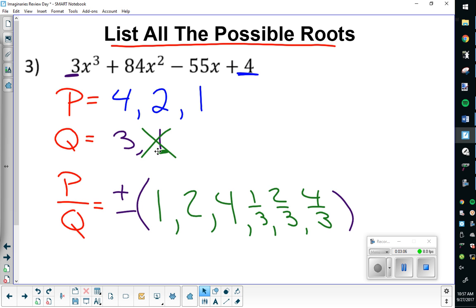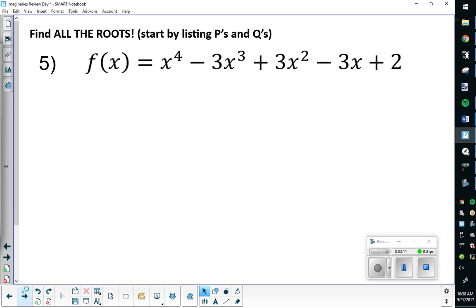Questions on listing possible roots. Let's go to the next one. This seems to be the one that we're struggling with the most today, which is not the hardest in my opinion, but we are struggling a little bit. So it says find all of the roots. Show me with your fingers, how many roots is this problem going to have? Should be 4, because it's x to the 4th.